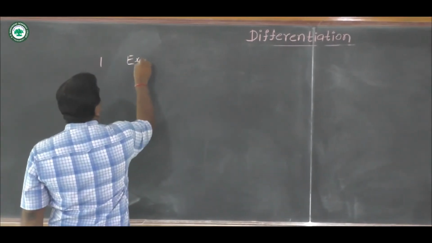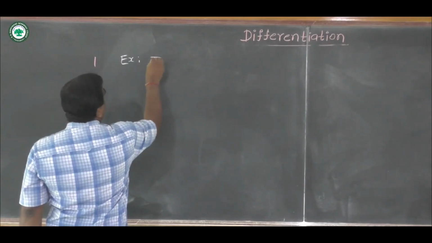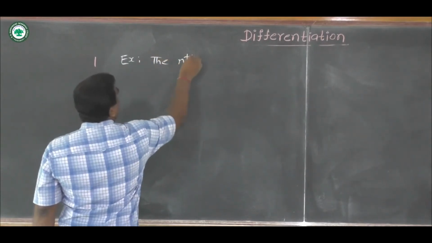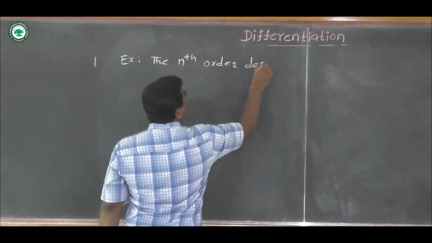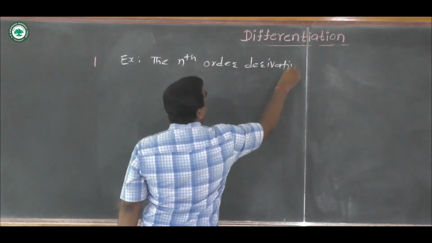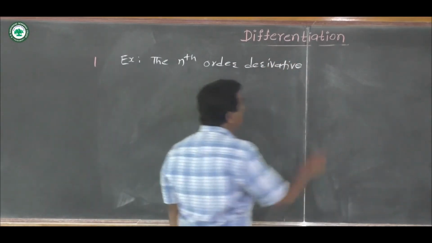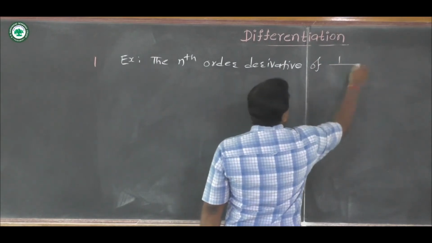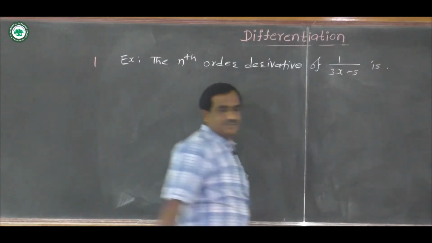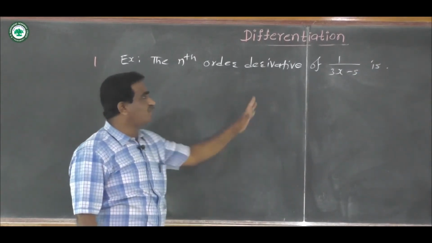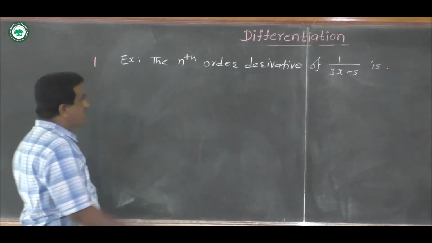Example: the nth order derivative of the function 1 upon 3x minus 5 is... We have to find the nth order derivative for the function 1 upon 3x minus 5. Now we have to choose one of the options here.